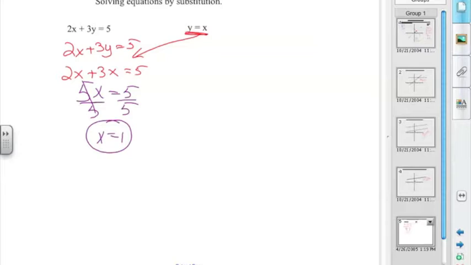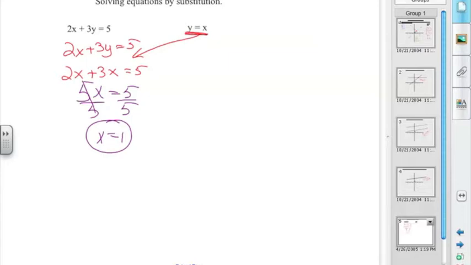Now we need to find the y coordinate. You can choose either equation you want to solve to find out what the y coordinate is going to be. It's entirely up to you. But I have some advice. Always pick the equation that has the least amount of math, or what looks like the easiest amount of math to you. So we have 2x plus 3y equals 5, or we have y equals x. The choice is yours.